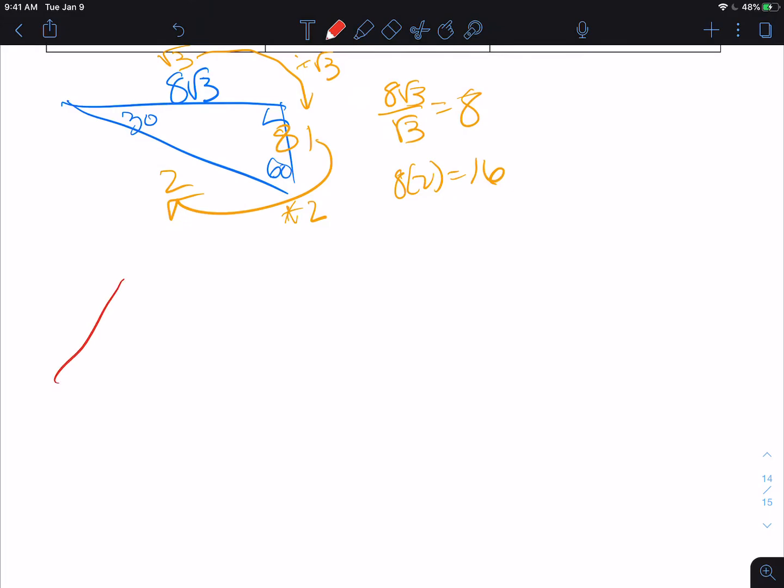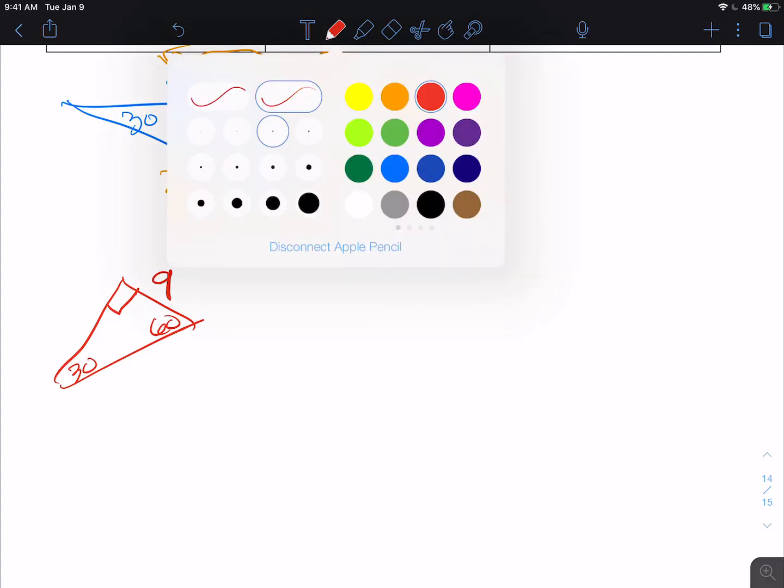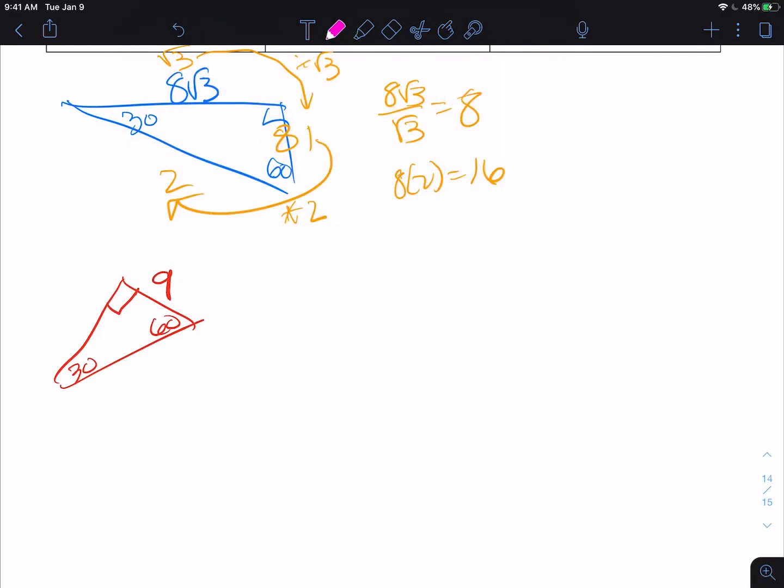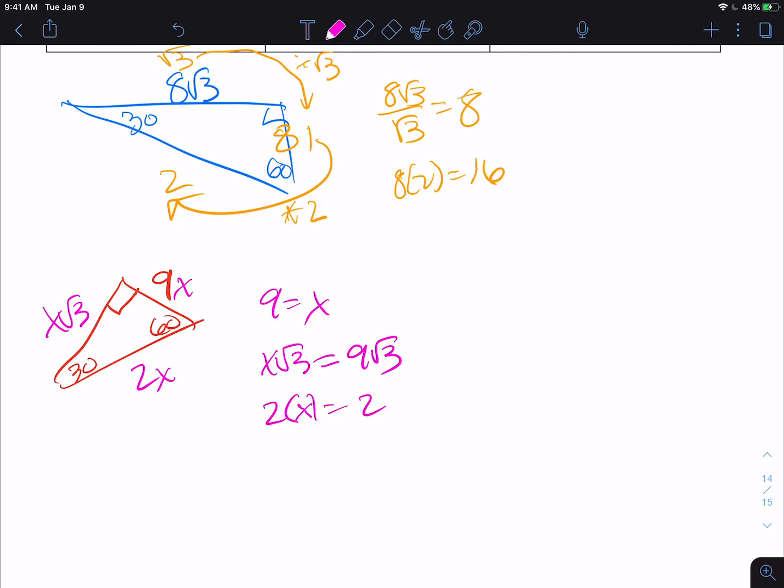If I give you this triangle here, and I tell you that this is 9, right? If we label our triangle, last time I did with the 1, 2, root 3, so this time I'll do x, 2x, and x root 3. So here, we already know that 9 is x. So that means if I want x root 3, that's going to be 9 root 3. If I want 2 times x, that's going to be 2 times 9, which gives us 18.